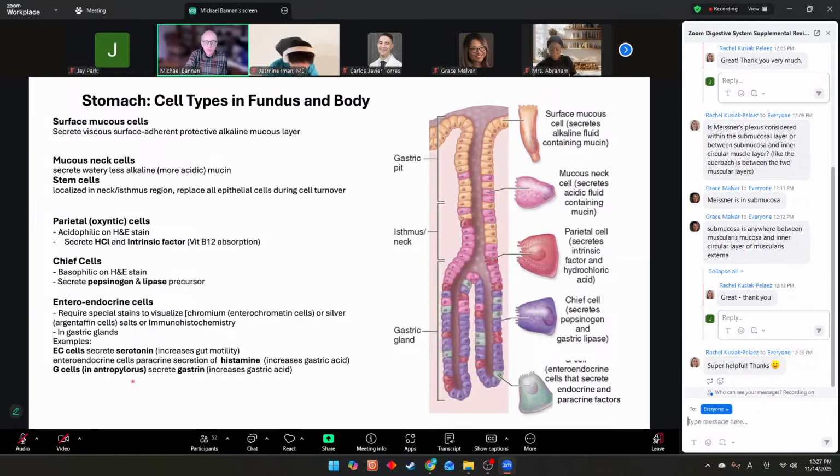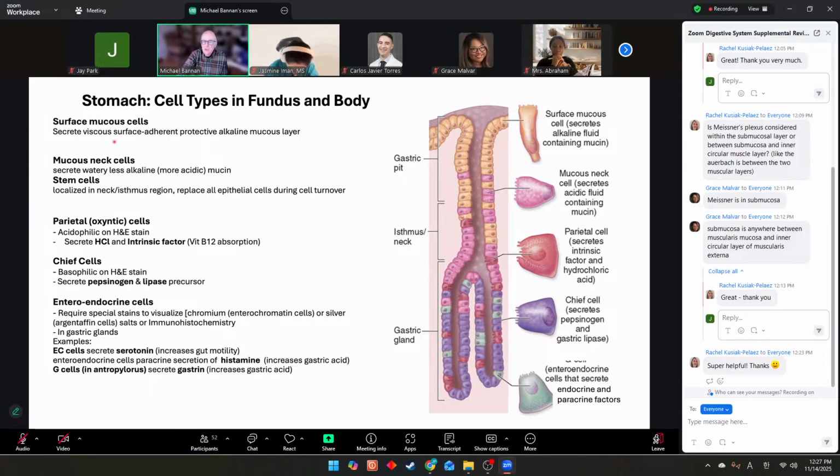So this is a very important slide because understanding the way the GI tract functions, it's very important to understand the different cell types that are in the different glands at different levels of the GI tract and know what they do, any products they produce, and what their function is. So let's go over these cell types from the top to the bottom. At the top, surface mucus cells.